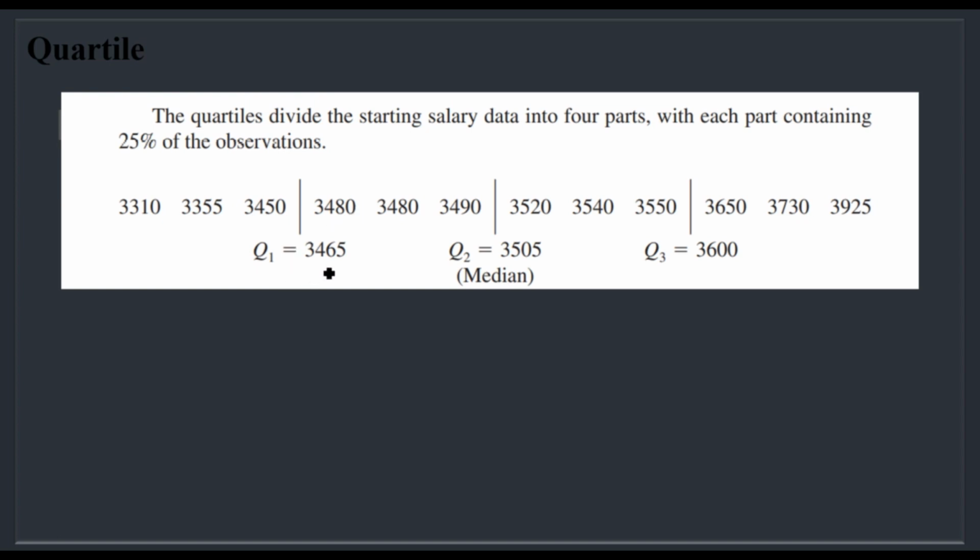So Q1 is 3465. Below 3465, there are 3 values. Then Q2 is 3505. Between 3465 and 3505, there are 3 values. Here also Q3 is 3600. Below 3600 and above 3505, there are 3 values. Okay, so like that we can easily divide the whole data set into 4 parts. That is our quartile concept.